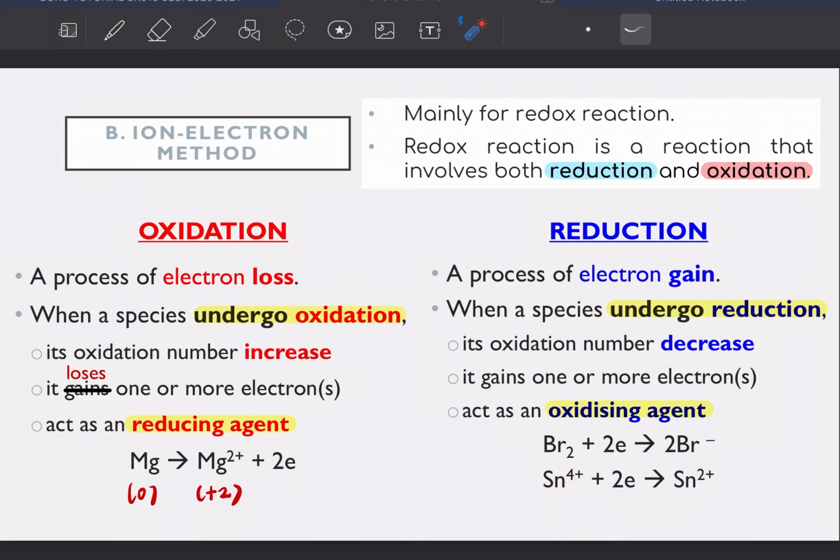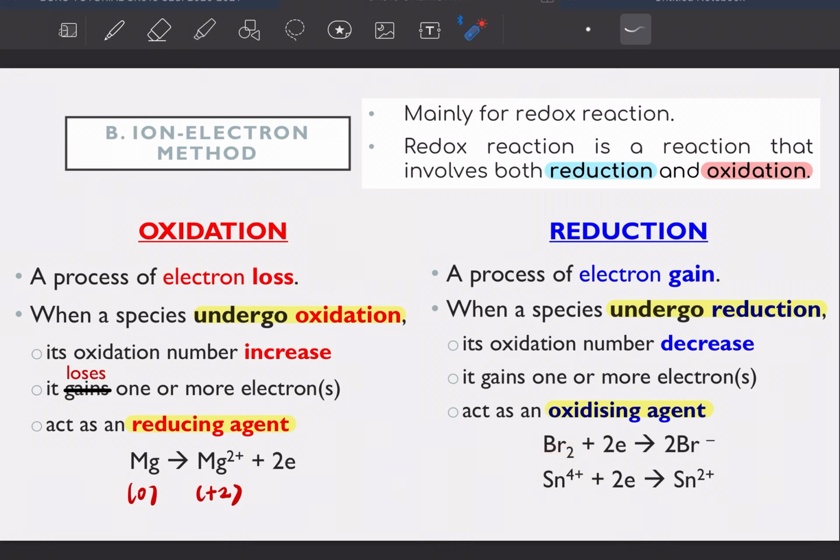Okay, so here Sn4+, your stannum or tin ion has a +4 oxidation number. When it is reduced, okay, it gains electrons, 2 electrons. Specifically, it will form Sn2+, okay, with +2 oxidation state. So you can see that daripada +4 pergi +2. Okay, so the oxidation state has decreased. Alright, so maksudnya Sn4+ has undergone reduction.